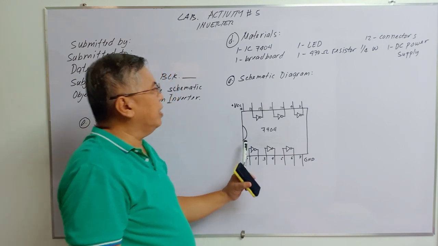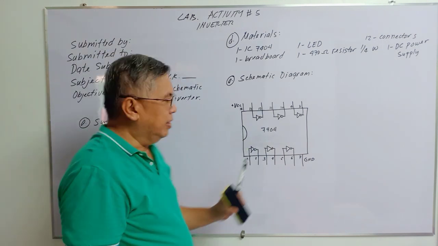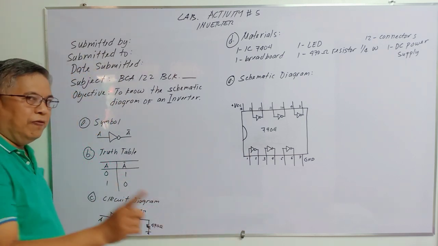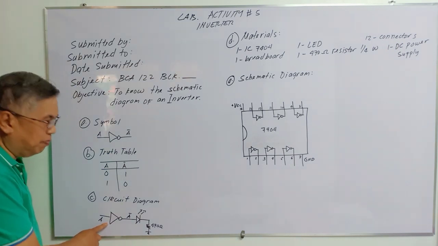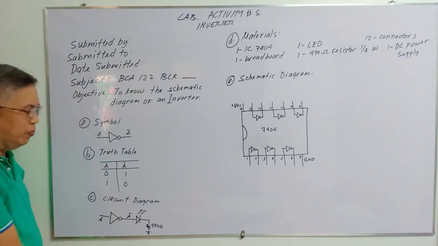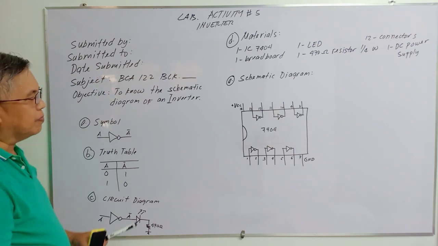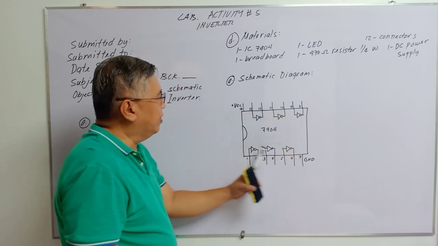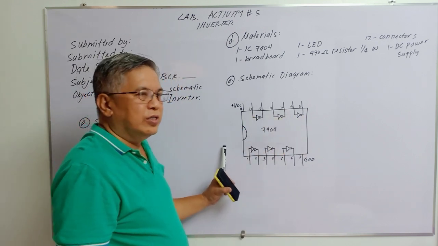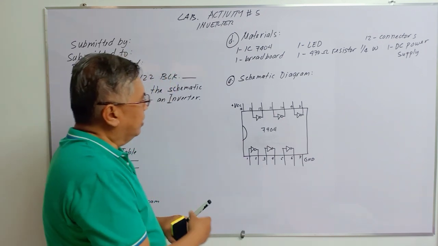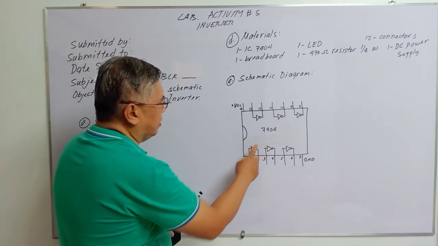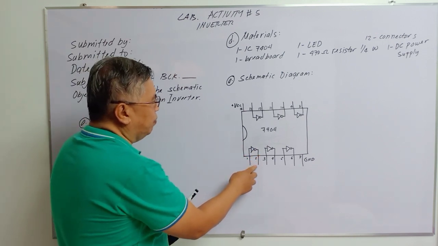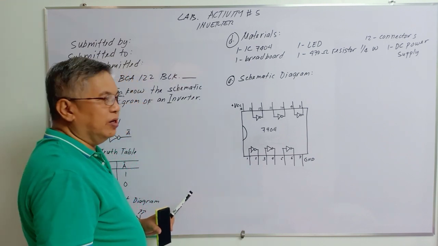Alright, so how do we connect this schematic diagram? We base our schematic diagram on our circuit diagram. If you notice, we have only one input for our inverter and one output for our inverter. So in this case, we will be using only one of these 6 inverters inside your 7404. For example, if we use this particular inverter here, the input will be connected to your pin number 1 and your output will be connected to pin number 2.